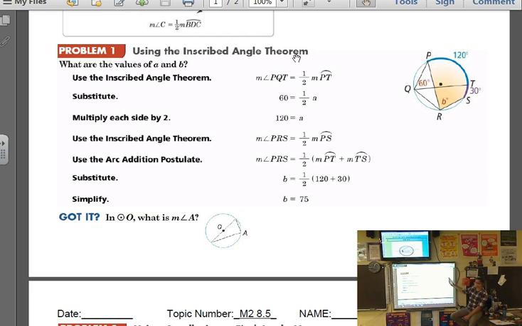Likewise, if I then know that arc and I'm looking for the value of B, I can work backwards and say, oh, I know that's going to be 1/2 of the sum of those two arcs. Since angle B goes to point S and point P, I can't just use the 120 since that stops right there, so I have to do the 120 plus the 30. I know it's going to be half that, or 75.